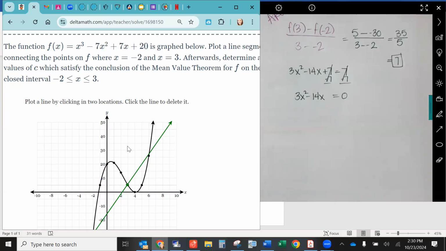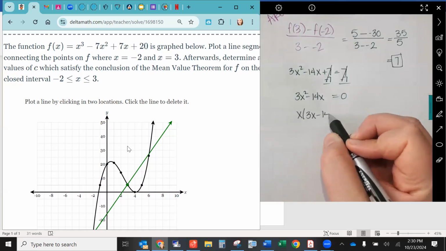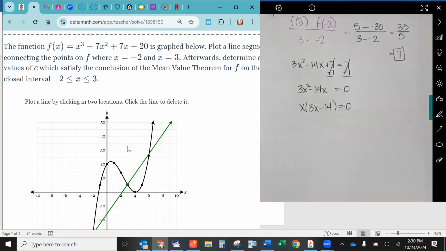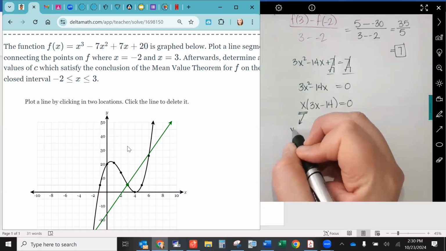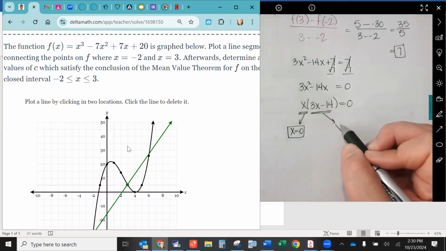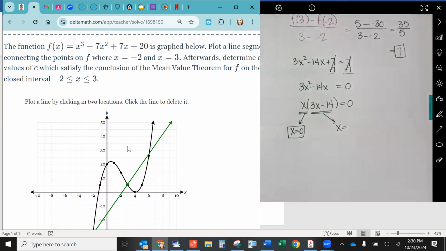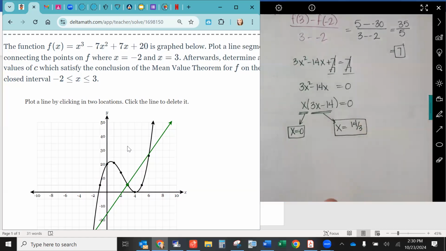What do both of those terms have? An x. Then I'd have a 3x minus 14 left over. Okay, from here, remember, an x on the outside means that x equals 0 is your first answer. And then if I let 3x minus 14 equal 0, how would I get rid of the minus 14? I'd turn it to a plus 14 and then divide by 3. So it'll be 14/3. Now, in your calculator, I need to make sure that both of these numbers are on my interval from -2 to 3.